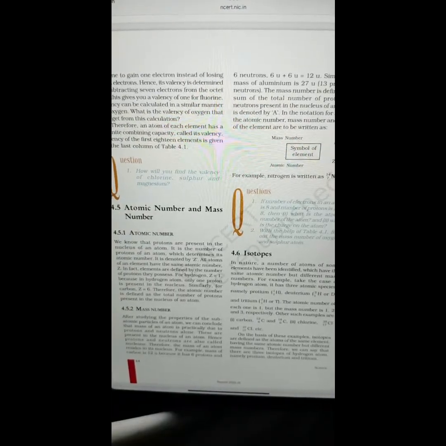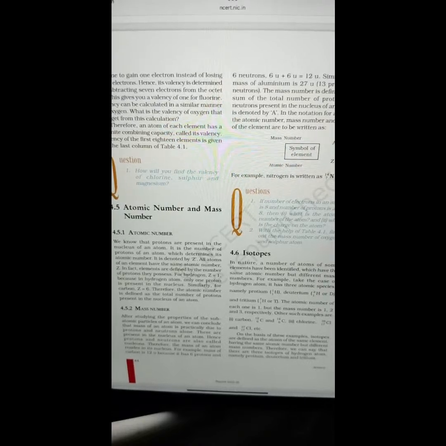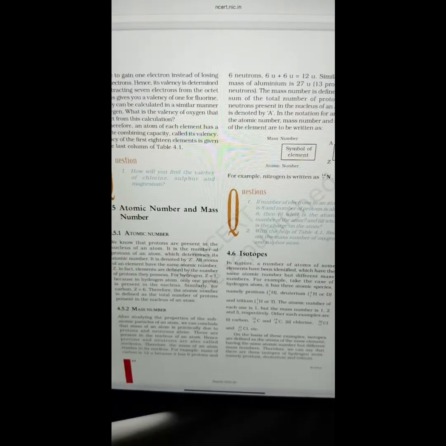Therefore, an atom of each element has a definite combining capacity called its valency. Valency of the first 18 elements is given in the last column of table 4.1. In text question number 1, how will you find the valency of chlorine, sulfur and magnesium?